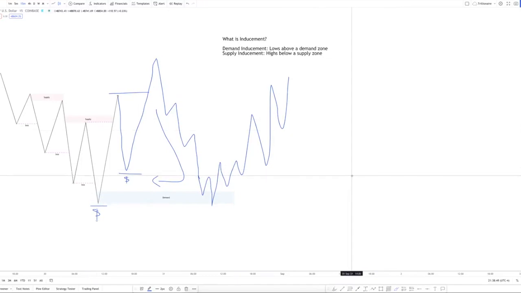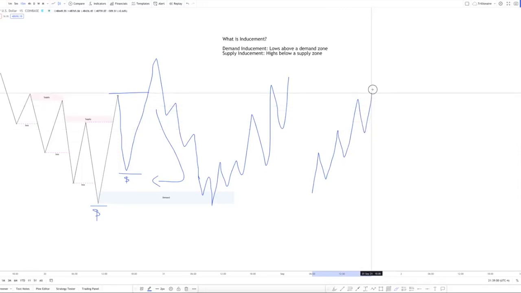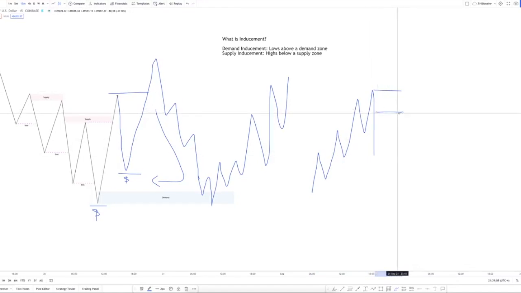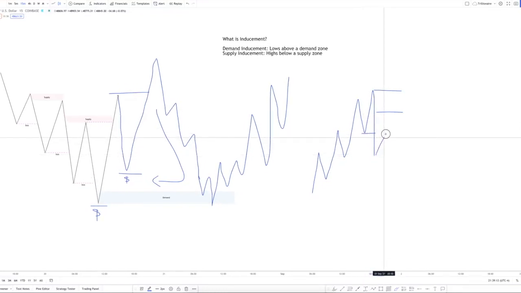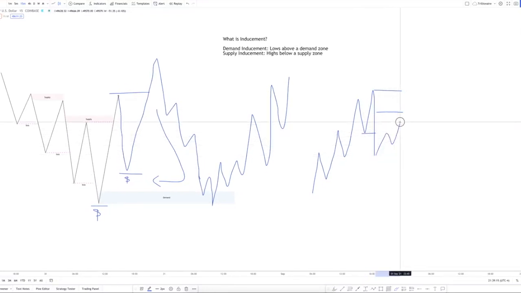Now, an example of supply inducement would basically be the same thing. But let's say we're coming off of an uptrend, so price is creating higher highs and higher lows, just like so. Okay, we have a liquidity grab. So we know that there is some type of supply zone right here that is responsible for the transition of expectational order flow. Let's say price starts to make its way to the upside, it comes close, and then we start to push down.